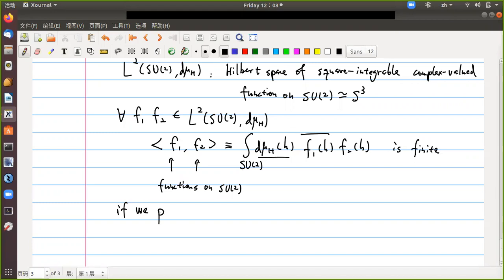Because SU2 is just a 3-sphere, it is a 3-dimensional manifold and it has 3-dimensional coordinates, so it can be parameterized by 3 parameters. Also, SU2 is just some kind of rotation, so it can be represented using Euler angles. Let me parameterize the group element of SU2 using Euler angles.